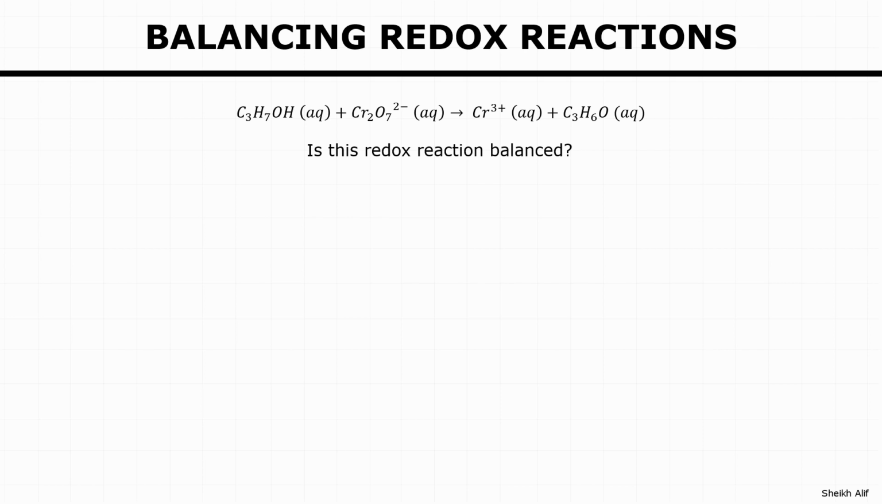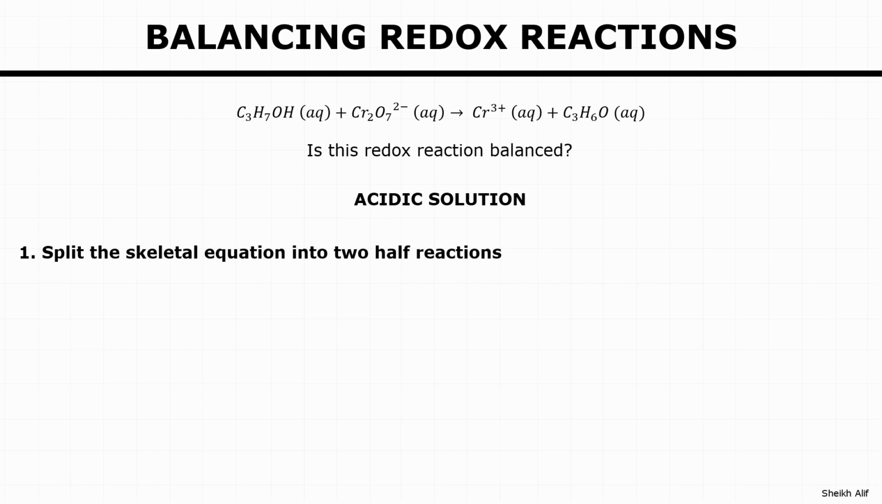So depending on what solution this redox reaction is occurring in, you're gonna have different processes for how to balance them. The first one we're gonna look at is if this redox reaction happened in an acidic solution. So the first step is to split the skeletal equation into two half equations, or two half reactions. And so which ones are we dealing with? This one is going to be paired up with this one, and that one is going to be paired with that one.